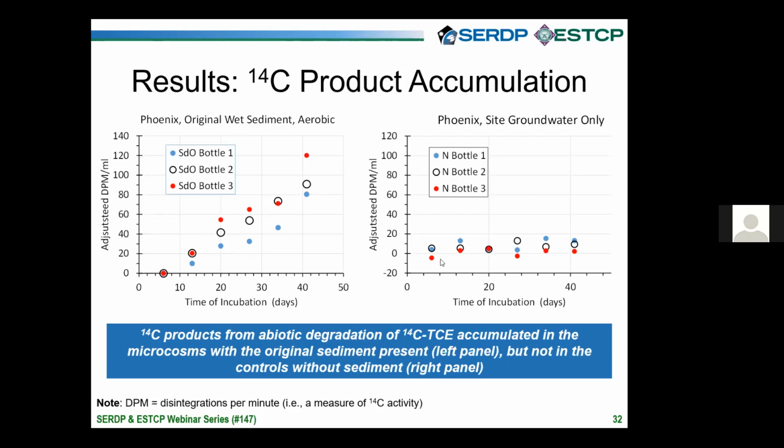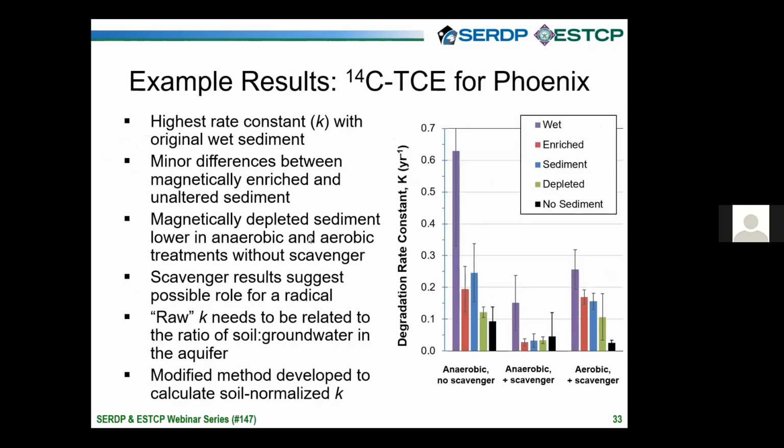The panel on the right shows the same treatment, but without the soil present. So that has just the filter sterilized groundwater. What we're checking for with these controls is to make sure that there's nothing in the filter sterilized groundwater that is reacting with the TCE and yielding products. We want just the products associated with reaction of the TCE with the soil. And so we use the control data to adjust the experimental bottles to come up with a net rate constant. And that's what I'm going to show you on this next slide.